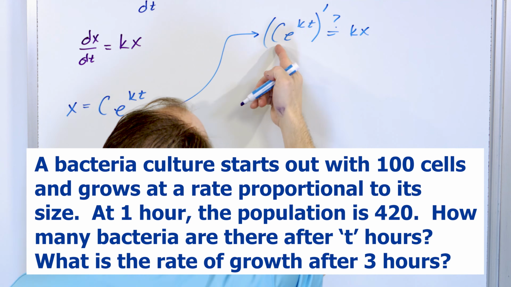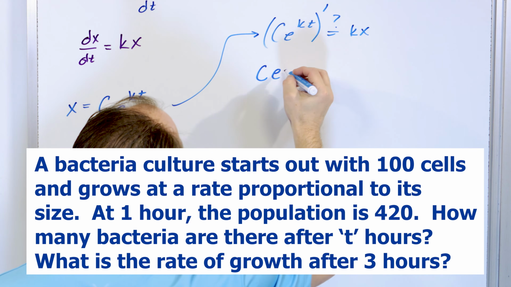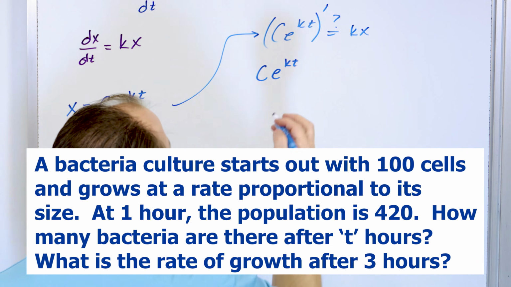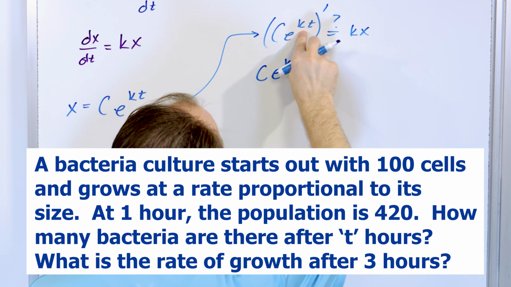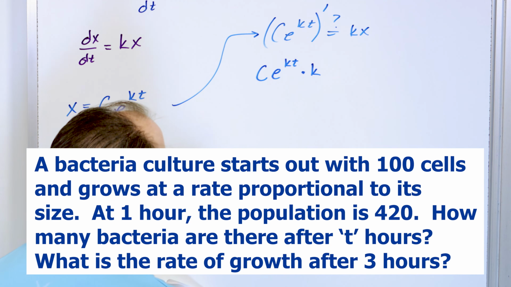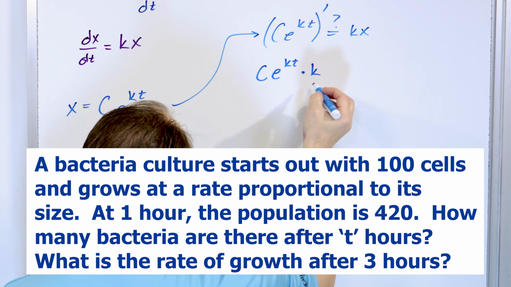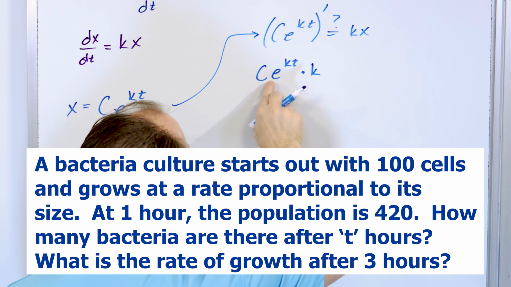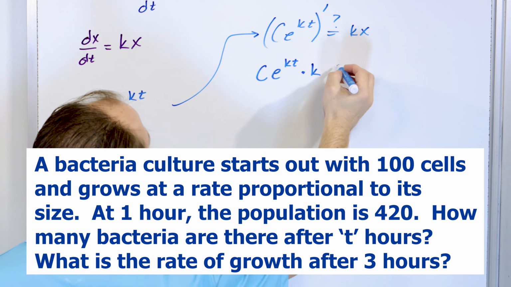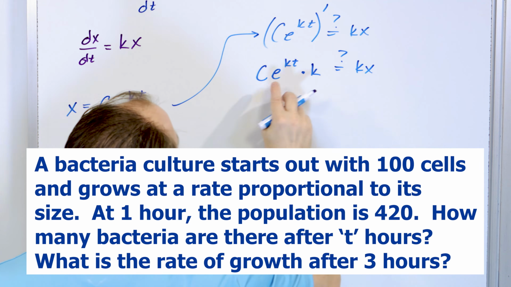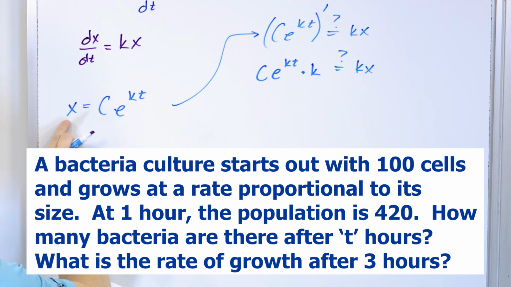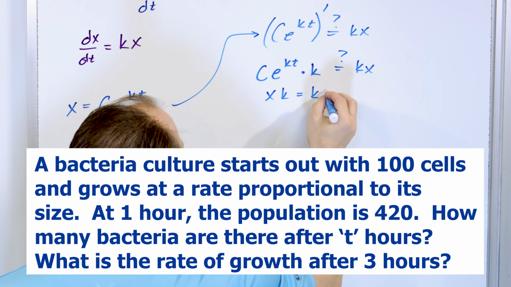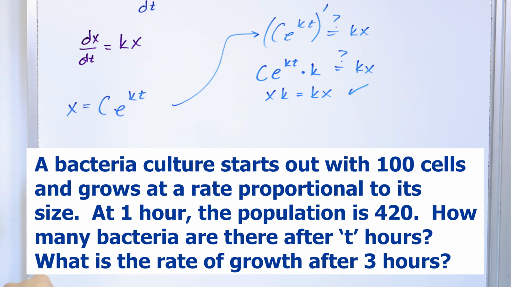So if we take this derivative, c is a constant, so it stays, then e to the kt, because that's an exponential function, but then it has to be multiplied by the derivative of the exponent, which is just a k. So when we bring the k here, if you notice, c e to the kt is defined to be x. That is what we said x was. So we can put an x right here. x times k is equal to k times x. So the left-hand side is equal to the right-hand side.